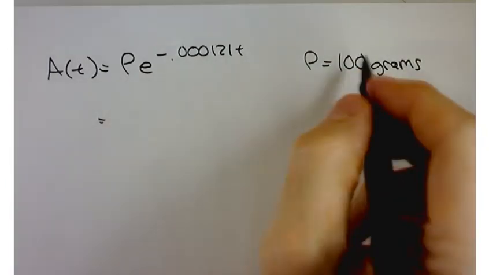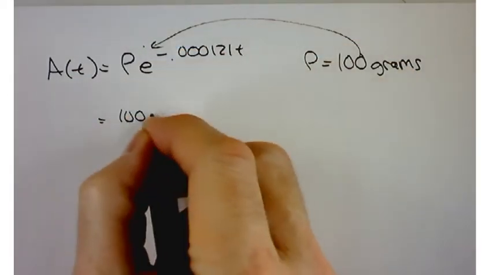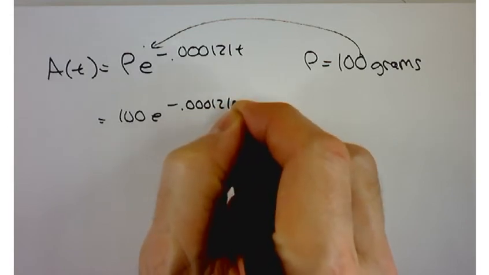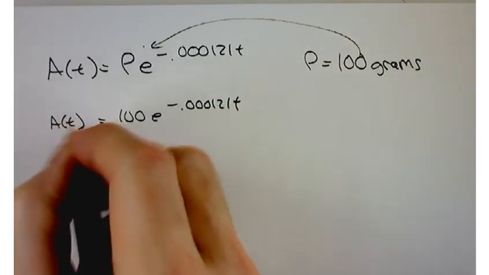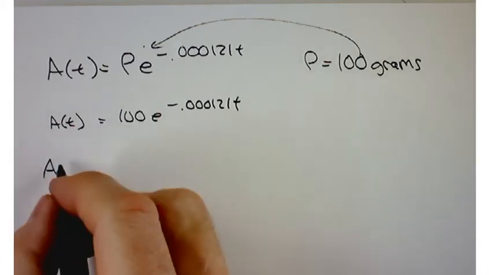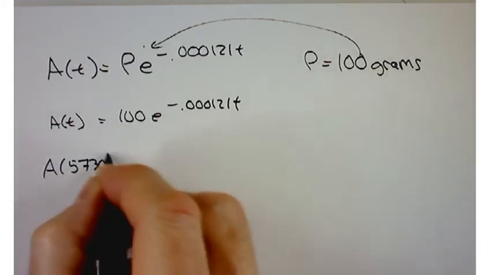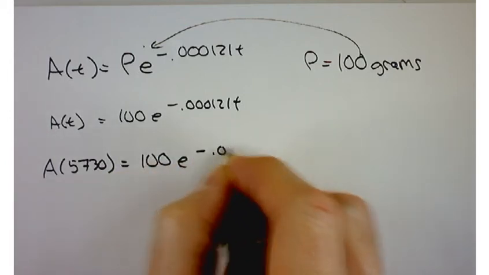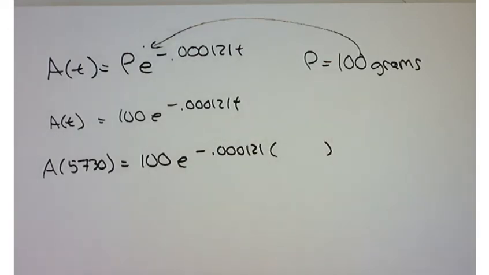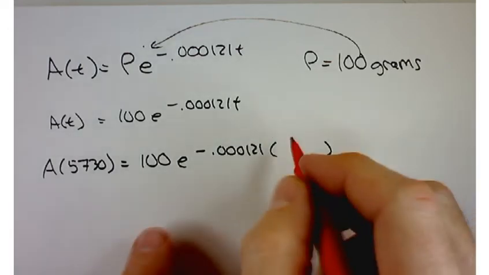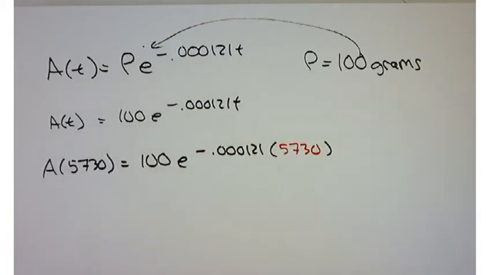So if I put that in here, I have 100 e to the negative 0.000121 t. What I want us to do is figure out how much of this 100 grams approximately is going to be left after 5,730 years. So what you need to do, on your calculators of course, is plug in 5,730 here and give me a nice approximate decimal answer. It should round to something nice and friendly and even. And it's going to help us make sense out of the next part of this problem.